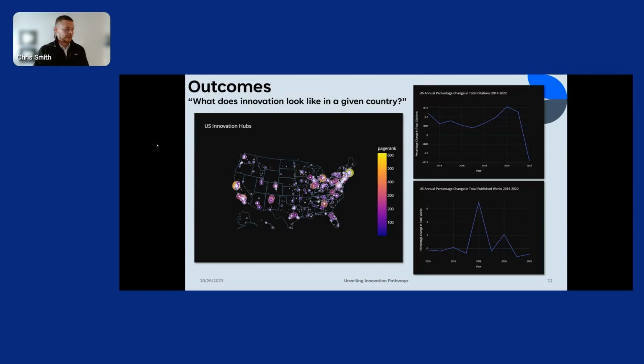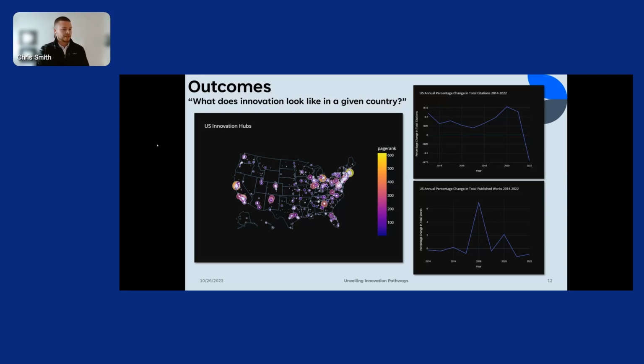So outcomes, right? Let's come back. We've built the solution. We've created our schema. We've ingested the data. We've written our analytics. Now we have this big graph database that we can start to answer client problems. So let's circle back and see what outcomes we can create.